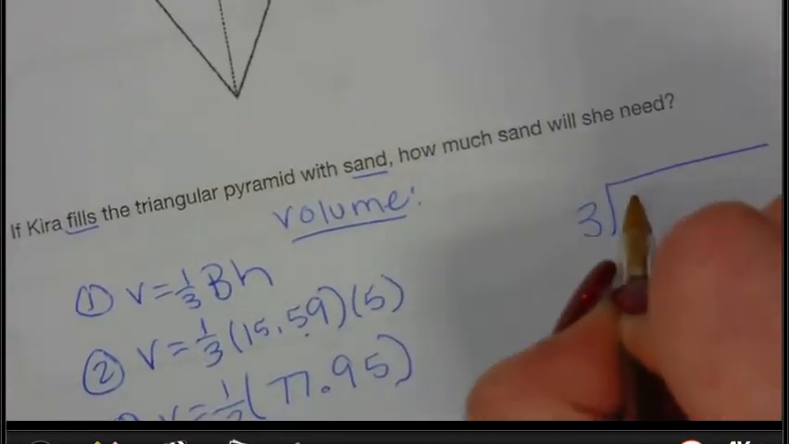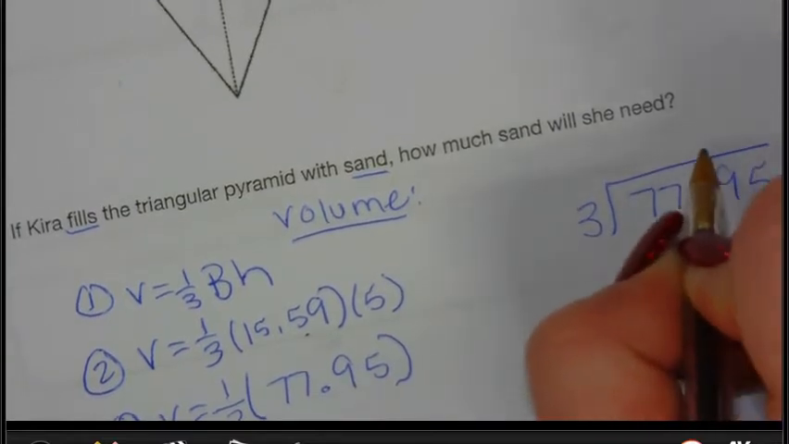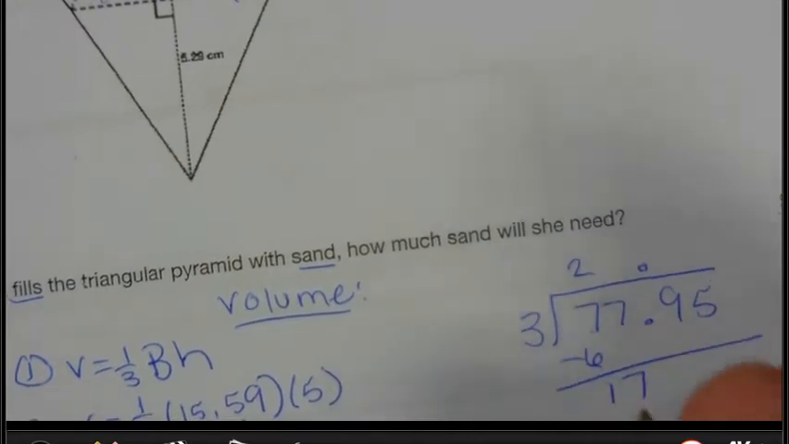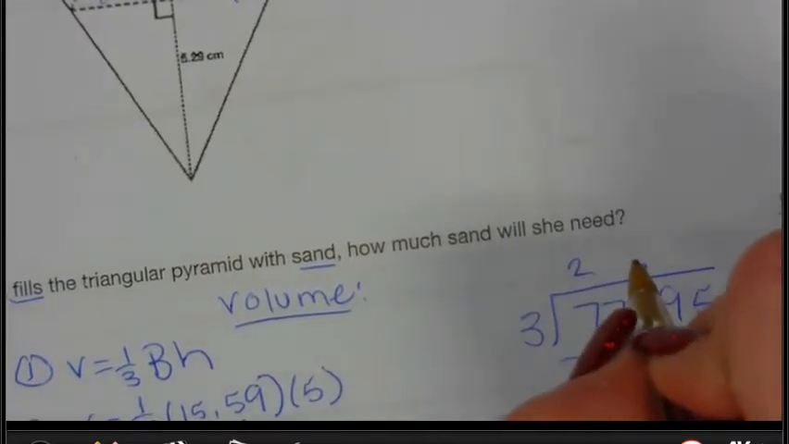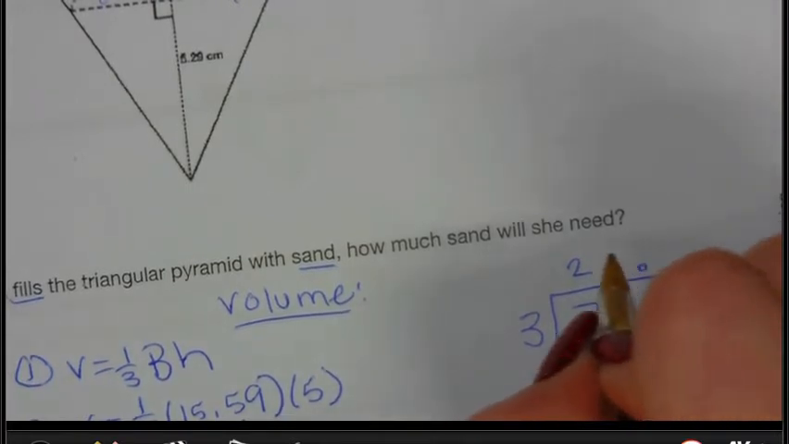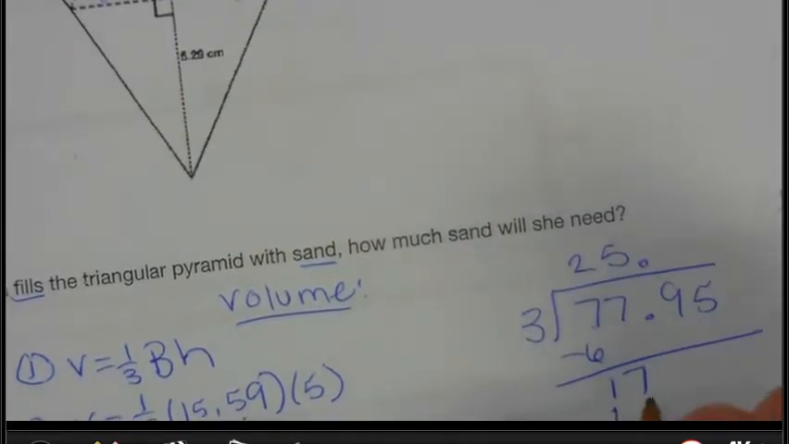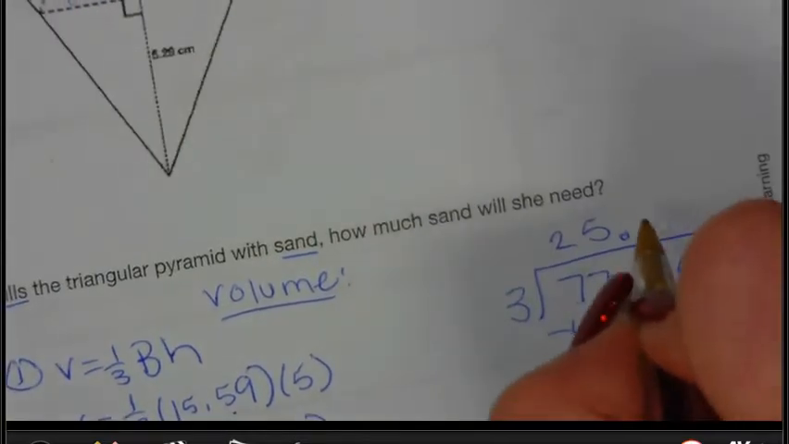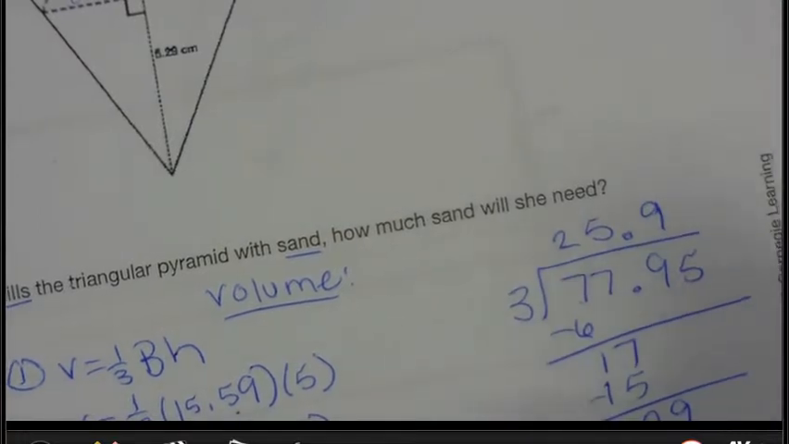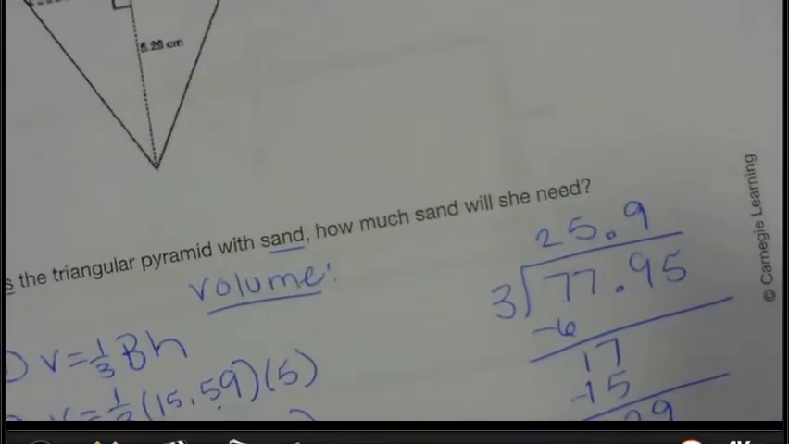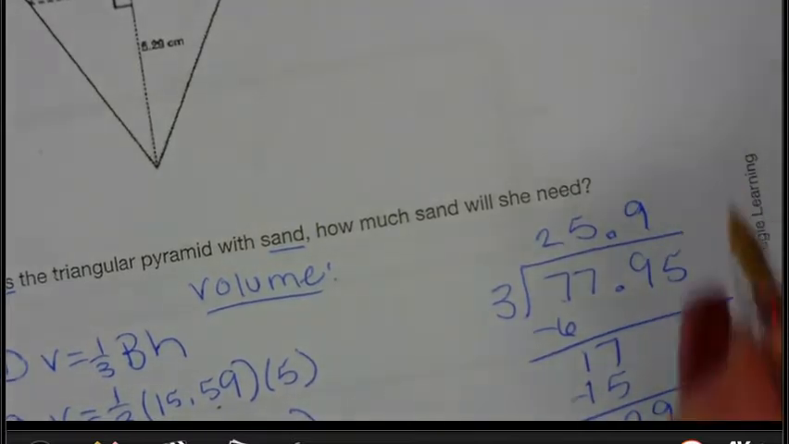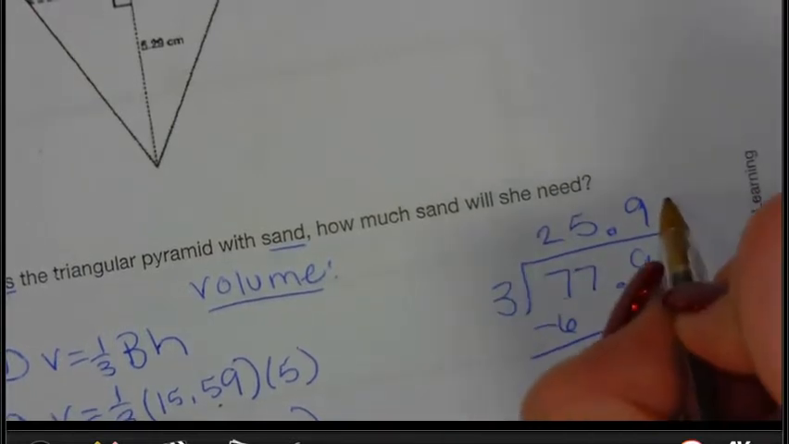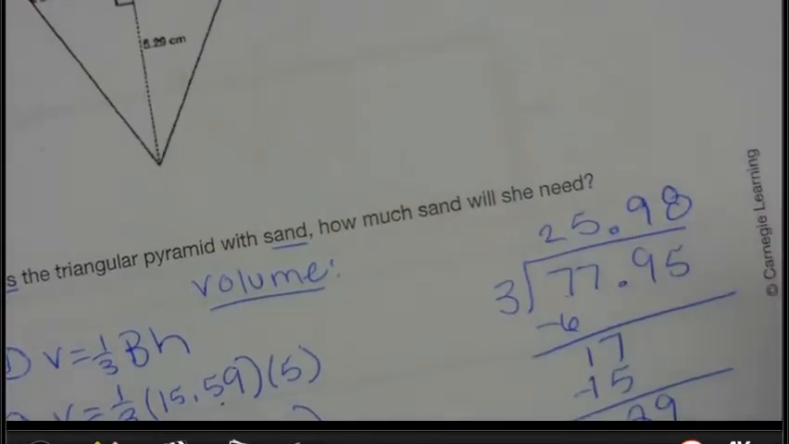So I'm going to have 3 on the outside, 77.95 on the inside. Bring my decimal up. 3 can go into 7 2 times. 1 left over. 3 can go into 17. What is it? 3 times 5 is 15. 3 times 6 is 18. So 3 times 5 is 15. 7 minus 5 is 2. Bring down the 9. 3 can go into 29 9 times. 3 times 9 is 27. 9 minus 7 is, what is it, 2? Yep, bring down that and bring down my 5. 3 can go into 25 8 times to get me to 24.